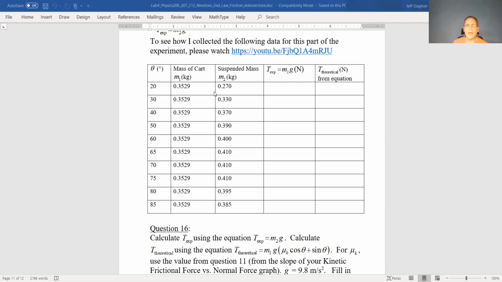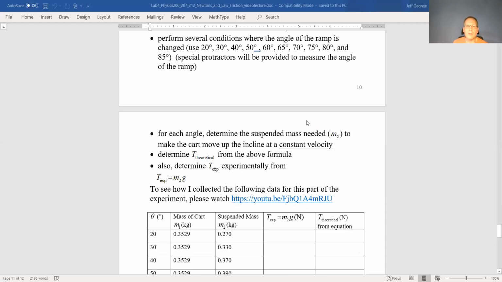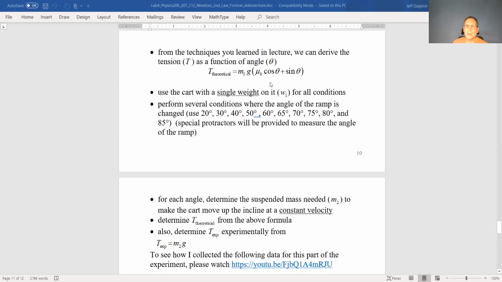So how do I compute that? Well, that's going to be m2 times 9.8, right? And then this one times 9.8, and that m2 times 9.8. So you're going to get all these experimental tensions. That'll be this column right here. And then the last column, the theoretical tension, that comes from this equation, right?